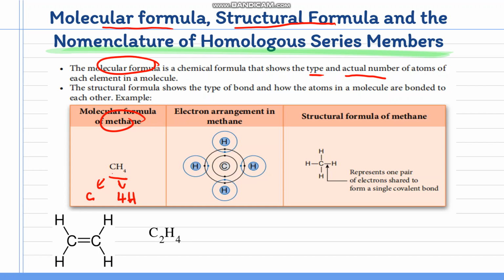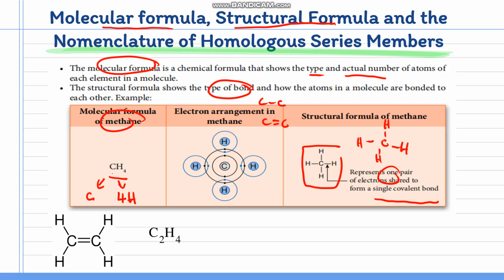Next is the structural formula. Basically, the structural formula shows the type of bond, whether it is a single bond or a double bond, and how the atoms in a molecule are bonded to each other. For example, in methane there is a single covalent bond, whereby a pair of electrons is shared between the carbon atom and the hydrogen atom. So here the structural formula of methane shows a single covalent bond between the carbon atom and the hydrogen atom, and one pair of electrons is shared between them.